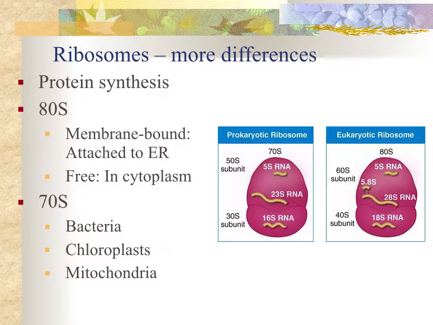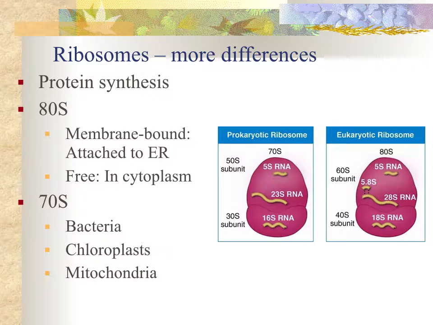Eukaryotic cells also have ribosomes, just like prokaryotic cells, but again, they're different. Their ribosomes are larger. They're referred to as 80S ribosomes, and so they're substantially larger. They're often attached to a membrane called the endoplasmic reticulum, although there may be some floating free in the cytoplasm.